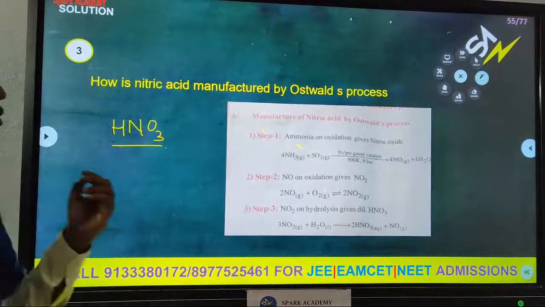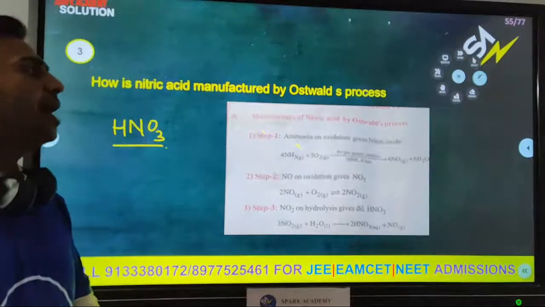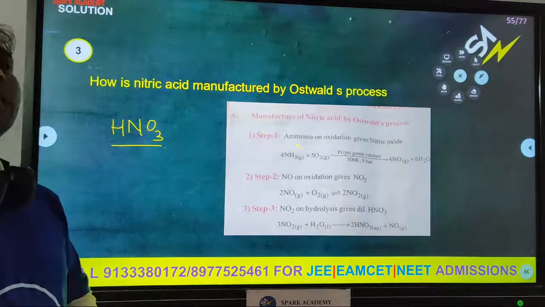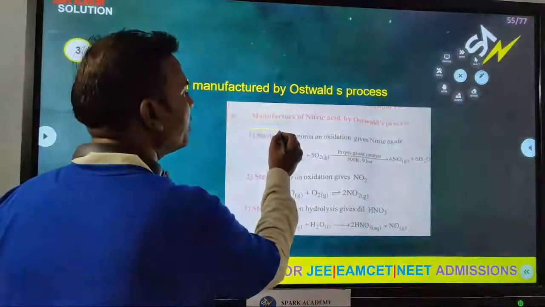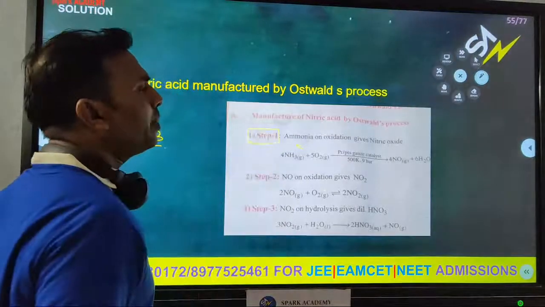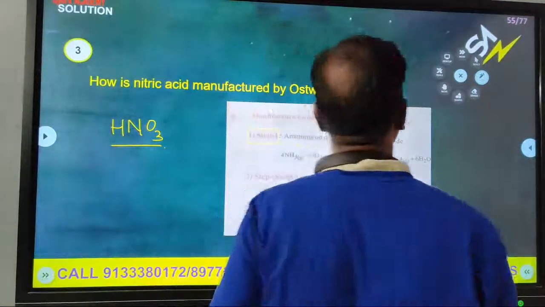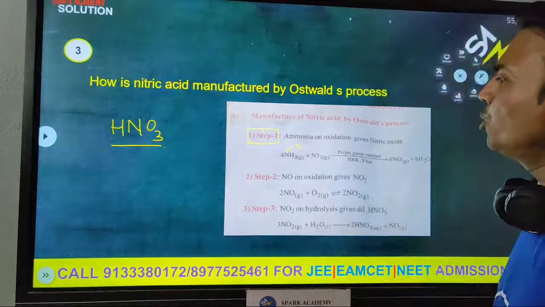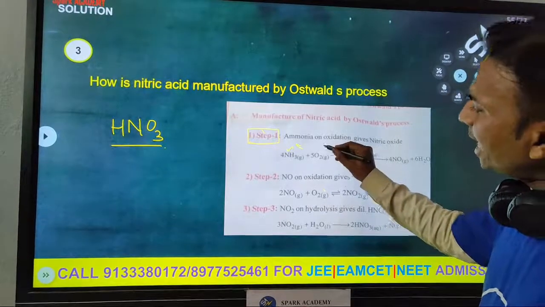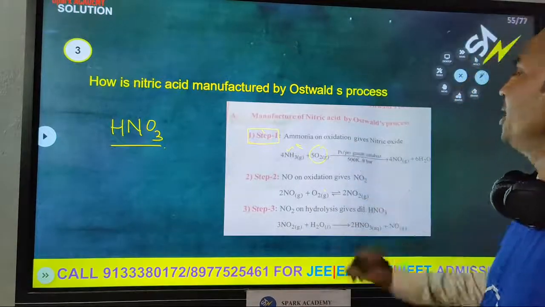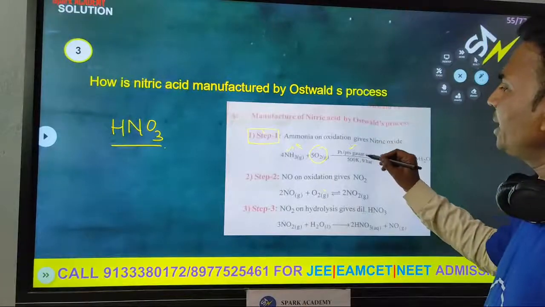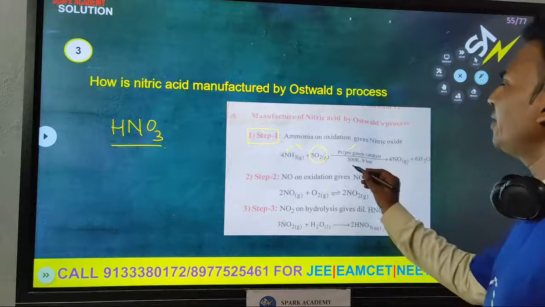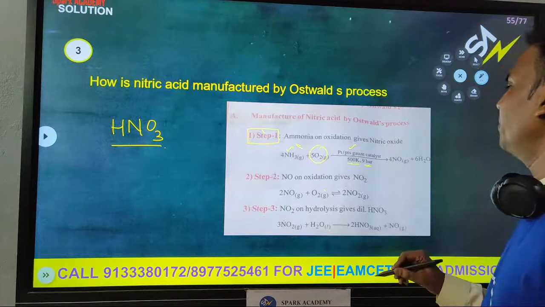Yes. So nitric acid is manufactured by 3 steps. In that, what is the first step? The first step is ammonia on oxidation gives nitric oxide. 4 moles of ammonia react with 5 moles of O2 in the presence of Pt gauze catalyst at 500 Kelvin and 9 bar.